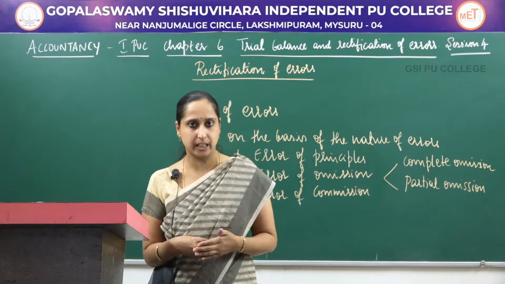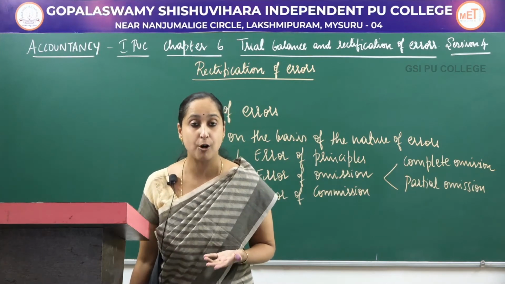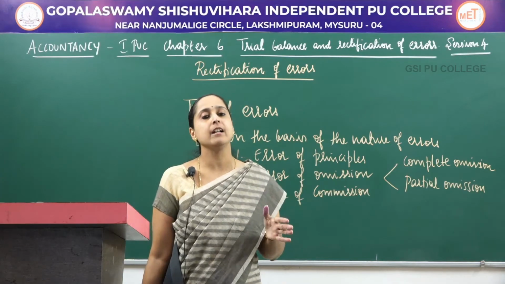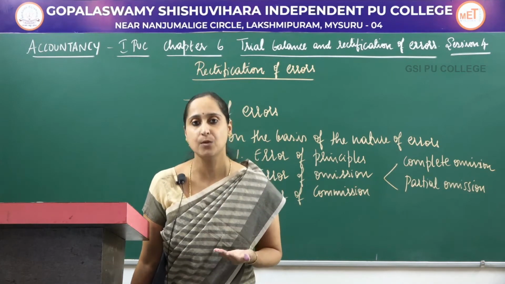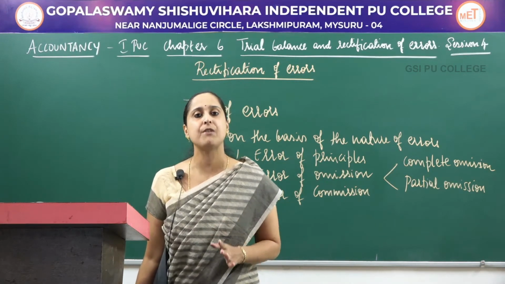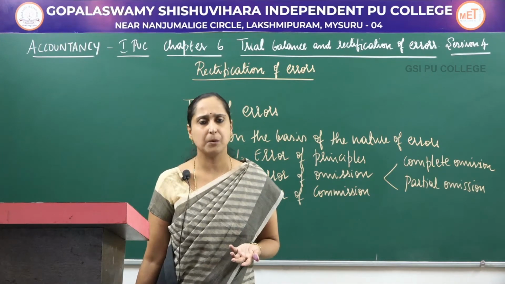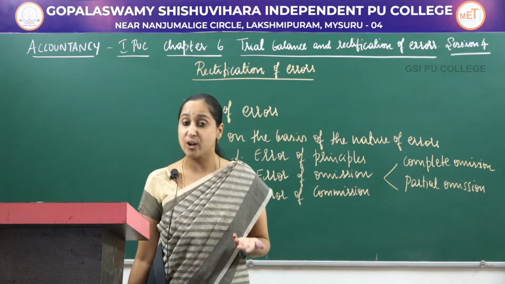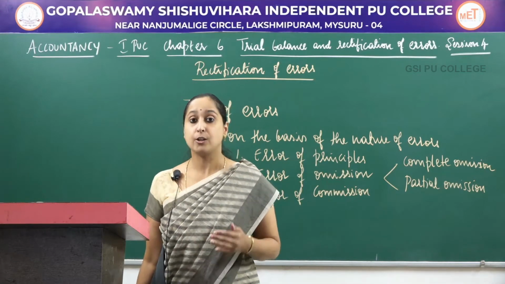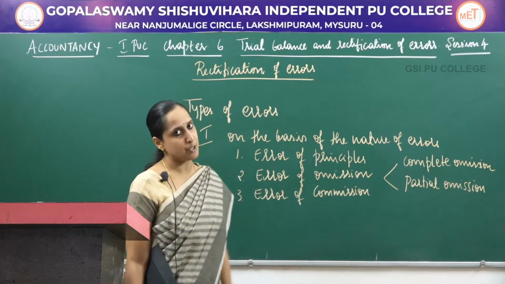For example, if you have purchased furniture for rupees 5,600, you have recorded in the purchases book as 6,500. You have wrongly recorded the amount. So this type of error we call it as error of commission. Other examples are wrong totaling of ledger, wrong balancing of ledger, or a wrong carry forward. All these are few examples of error of commission.